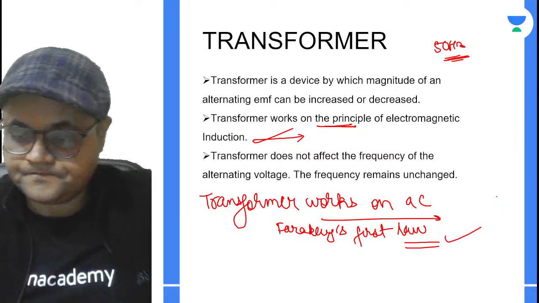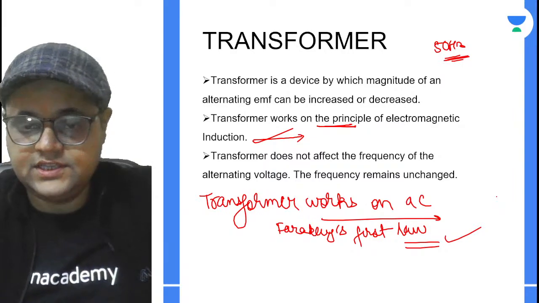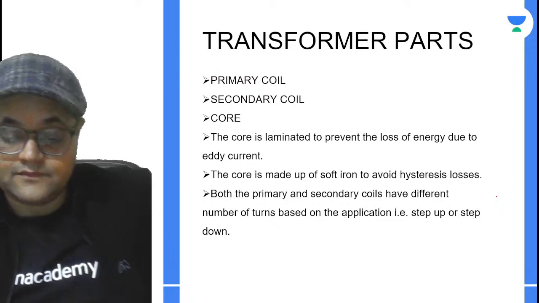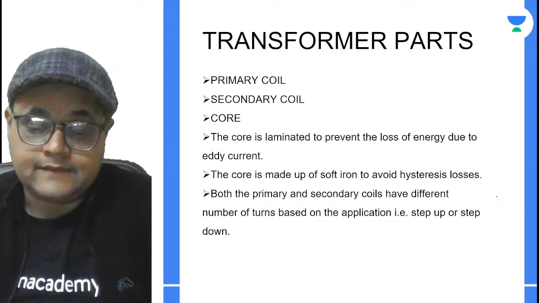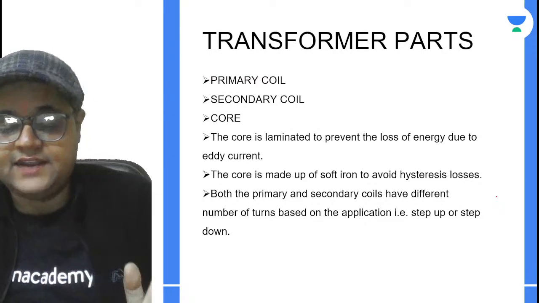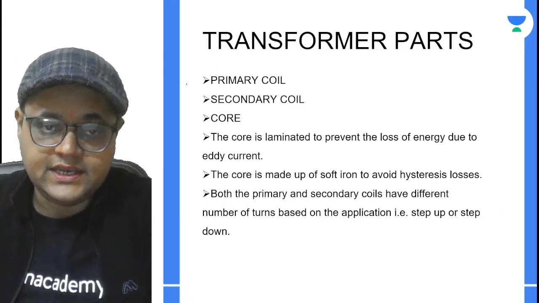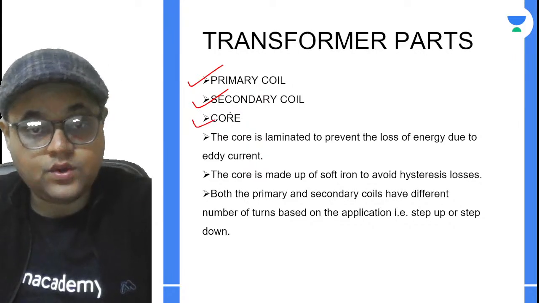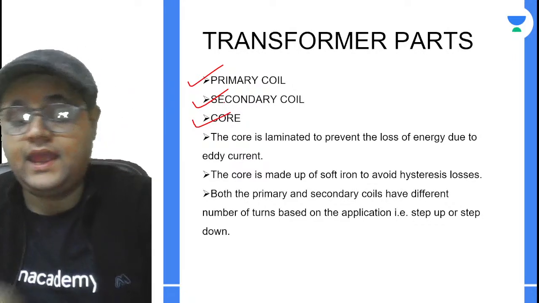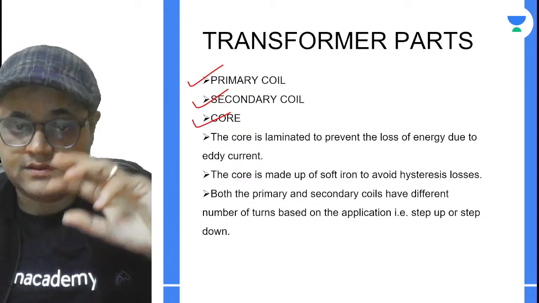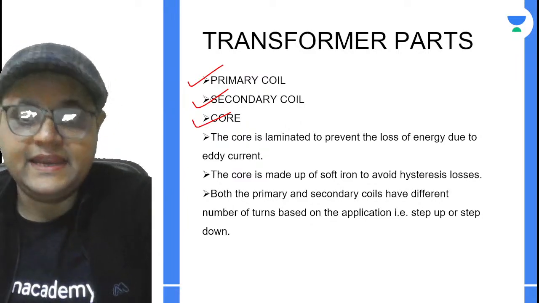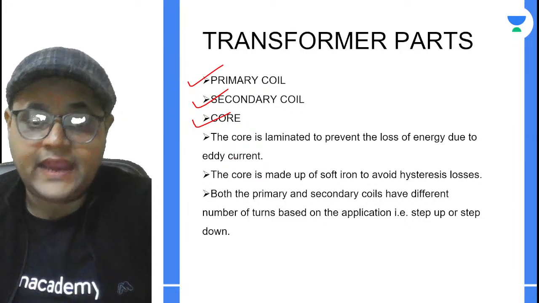Okay, now let's see the constructional part. How can you construct a transformer? See, I have just elaborated the parts that are required for the transformer. We need a primary coil. We do need a secondary coil. We need a core. And there is something very specific about the cores. The core is always laminated to prevent the loss of energy due to eddy currents.